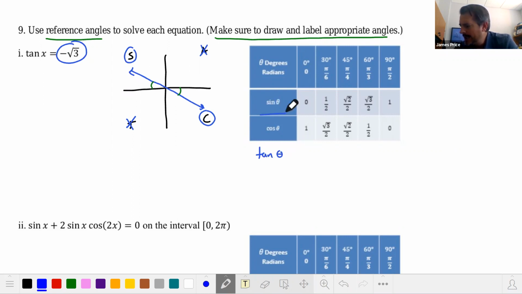So remember, tan of theta is sine of theta over cosine theta. So 0 over 1 is 0. I'm going to divide these two, but I'm going to come back to that one because it's kind of a pain. Root 2 over 2 over root 2 over 2 is 1. Root 3 over 2 over 1/2, you multiply by the reciprocal, and the 2's cancel, so you just get root 3. And then 1 over 0 is undefined. And then if you come back to this one, you can just work it out on the side if you want to do it the long way. I don't think there's a problem with it. It just takes a little bit of work.